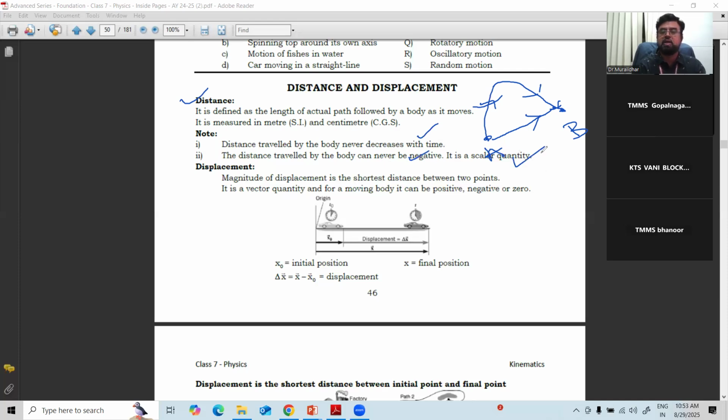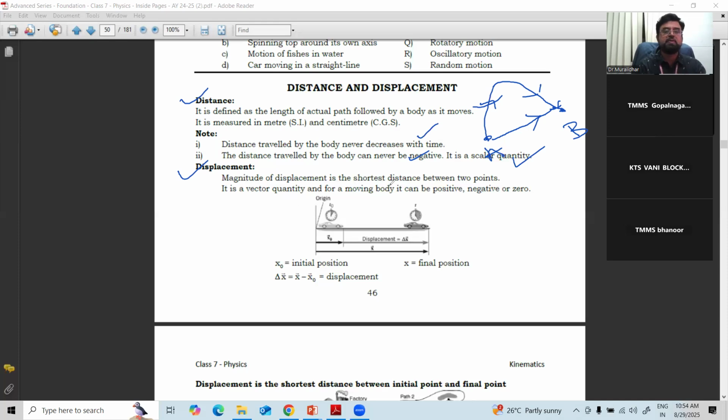It is a scalar quantity, means it has only magnitude, no direction. It cannot be negative. It cannot become zero. Distance cannot be zero, cannot be negative, and is a scalar quantity. Clear? Now, second, the shortest path.